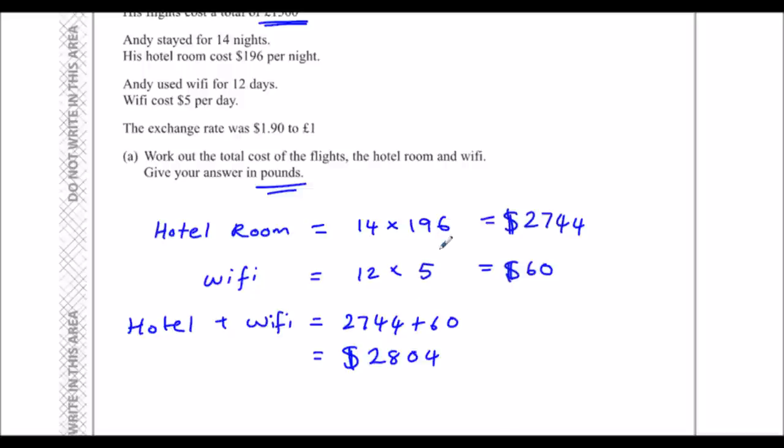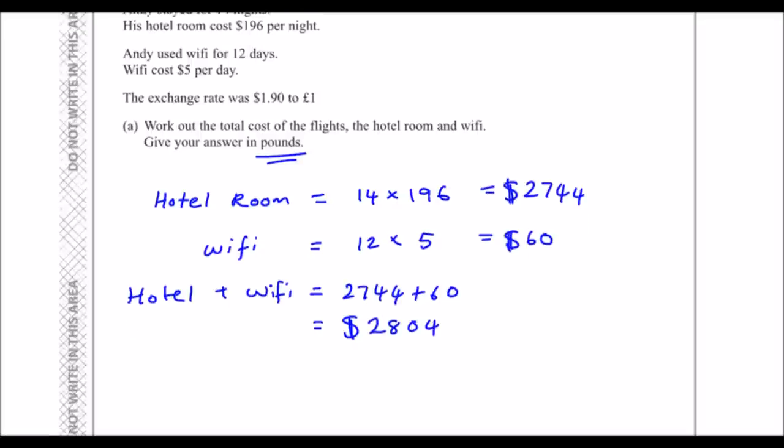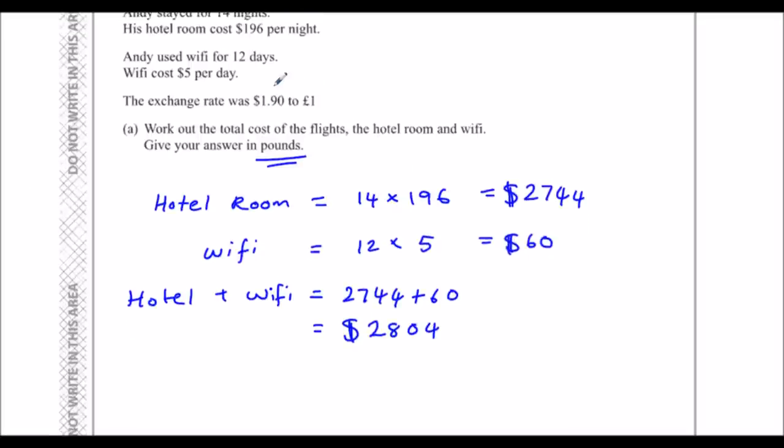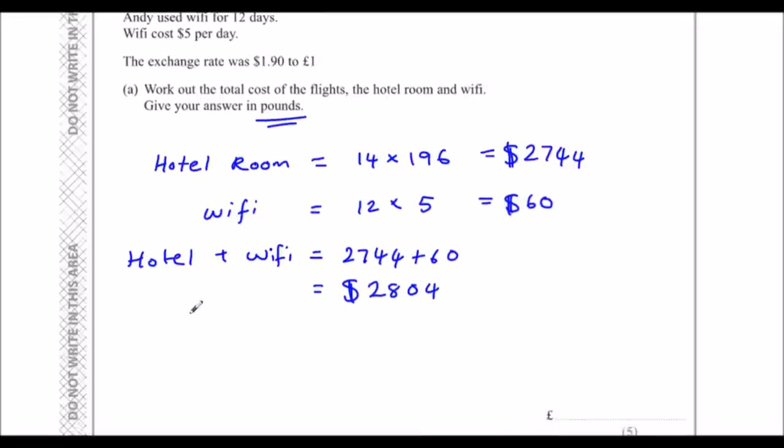And we want to change that into pounds. So to go from dollars to pounds, we're going to divide by 1.9. So we're going to divide by 1.9. 2804 divided by 1.9. And that gives us, so in pounds now, £1,475. Going to round it to two decimal places. So that's 79.